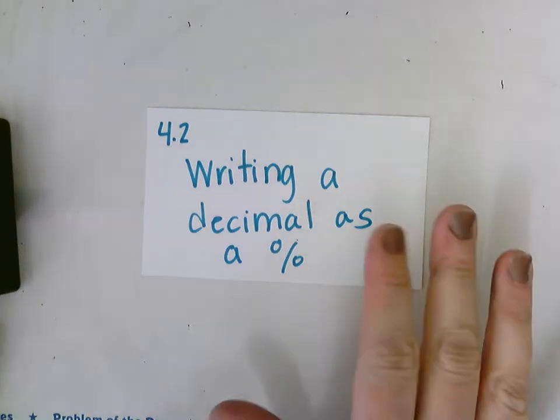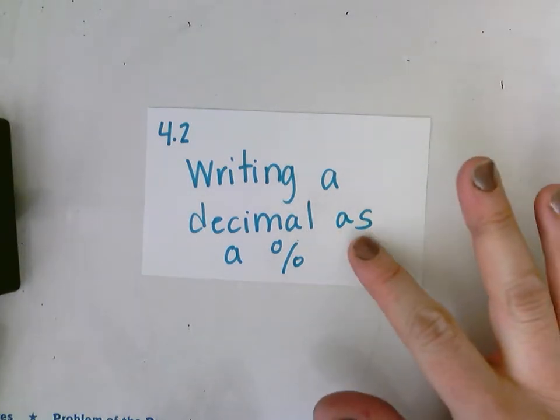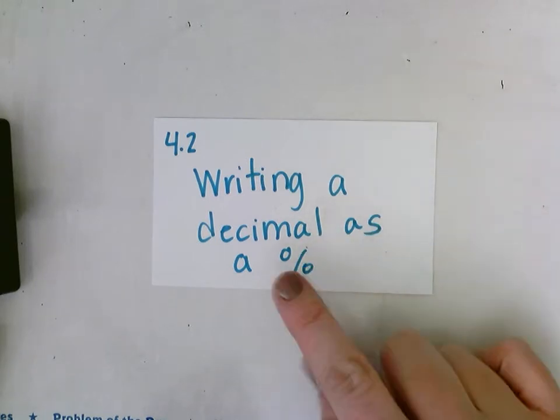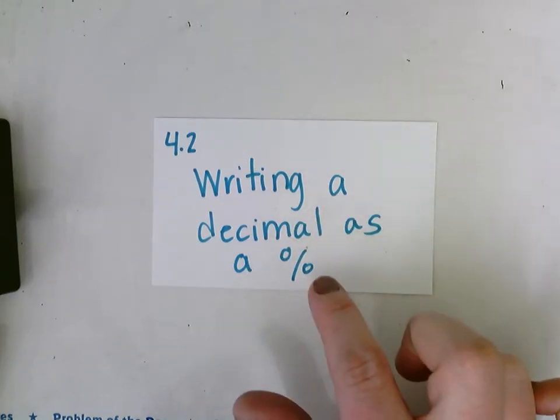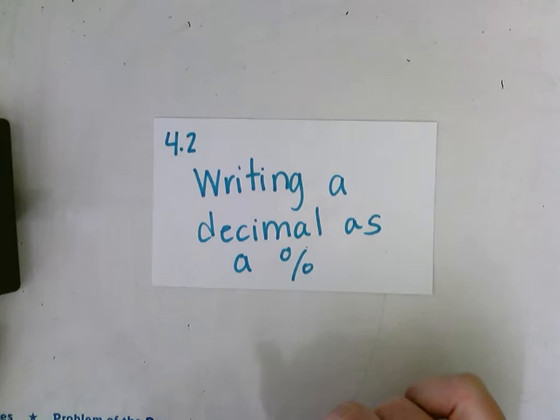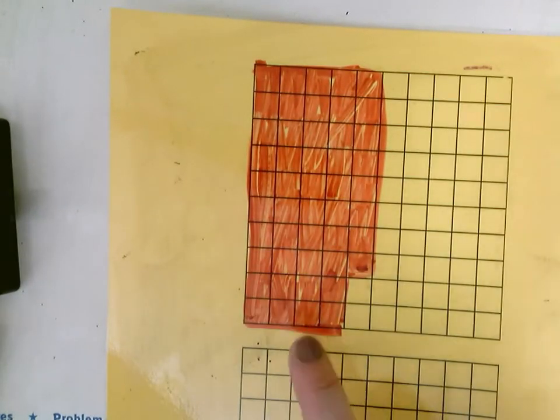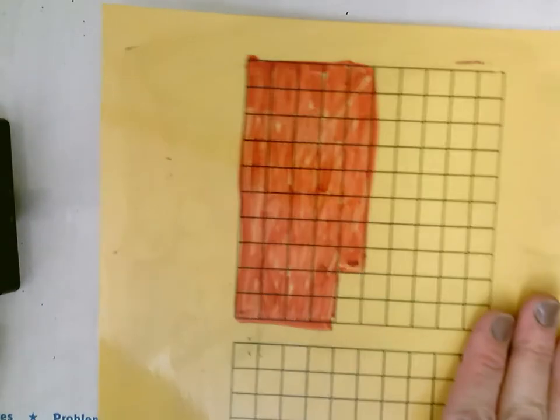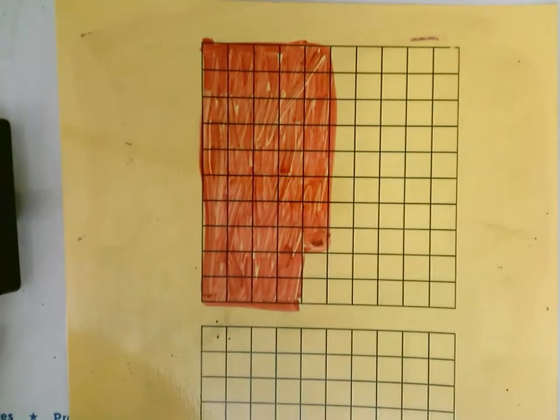All right, we just looked at writing a percent as a decimal. So now let's look at writing a decimal as a percent. I'm going to go back to my 100 grid, and here I have colored in 48 out of the 100 blocks that I have here. I've colored in 48 out of 100.